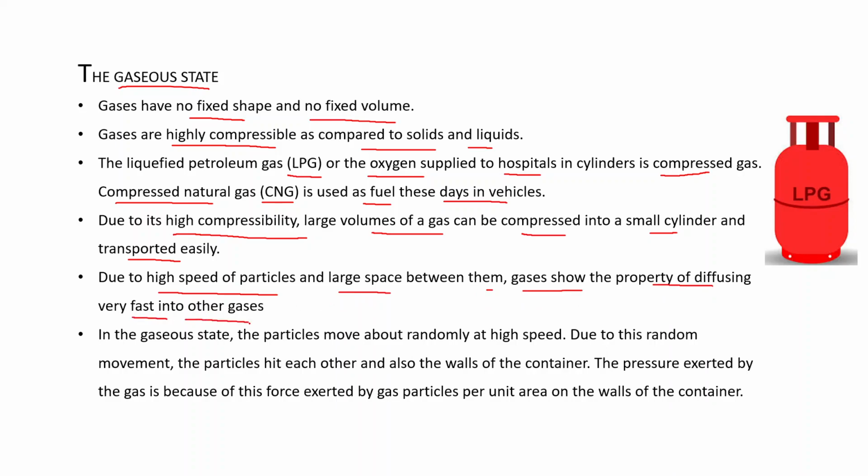We already discussed the meaning of diffusion, intermixing into each other. In the gaseous state, the particles move about randomly at high speed. Due to this random motion, the particles hit each other and also the walls of the container. Clear? The pressure exerted by the gas is because of the force exerted by gas particles per unit area on the walls of the container. We can say gases exert force due to this motion.